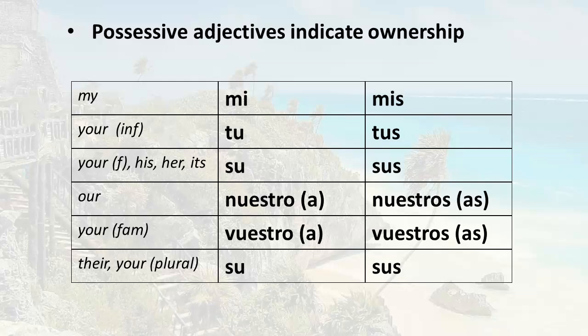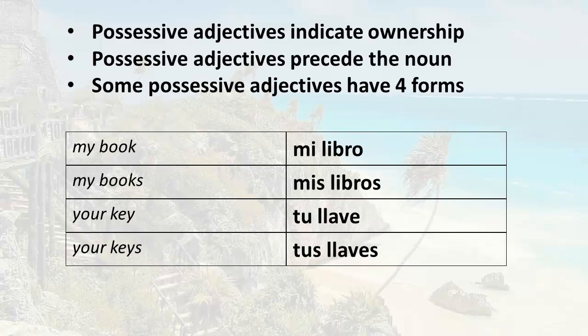So let's review. Over here on the left, we have our possessive adjectives in English, and in the middle and the right, we have our possessive adjectives in Spanish. Remember that there are singular forms for singular nouns, and there are also plural forms of the possessive adjectives for plural nouns. Notice also that the possessive adjectives for our and your familiar plural in Spain actually have 4 forms. We looked at some examples to put it into context.